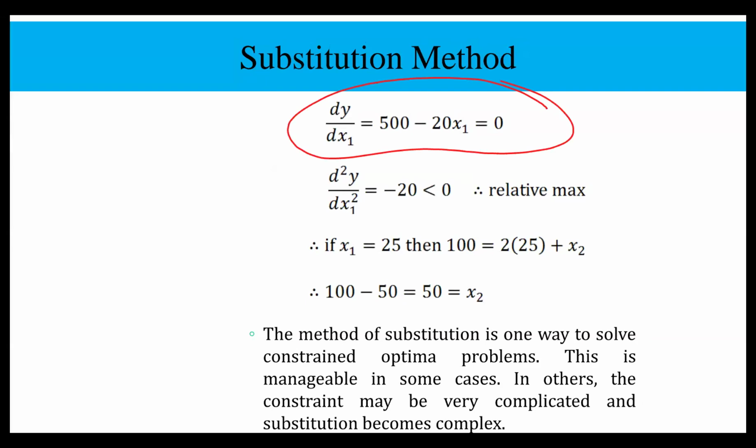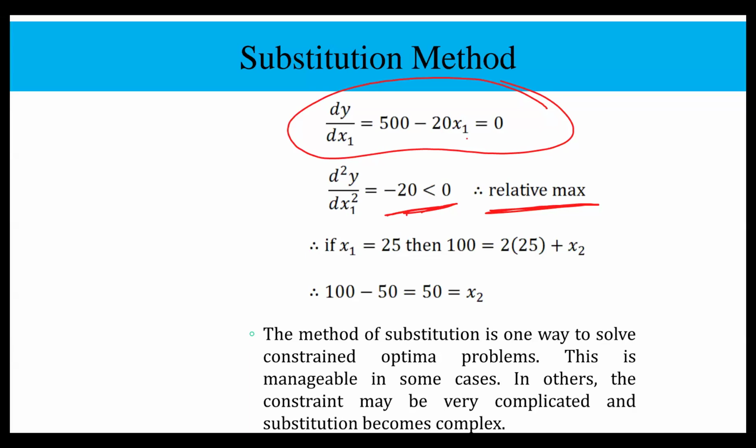Differentiating for the second time with respect to x1, you just have negative 20. Negative 20 is less than 0. The second derivative is negative at that point. And we said that if the second derivative is less than 0, then the function is at a maximum. So if x1 is 25, then x2 is just 50.